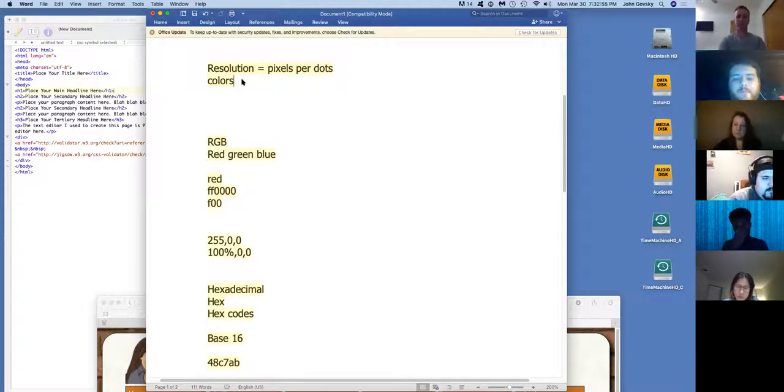The other thing is colors. And colors is what we call bit depth. And again, going back to the math, the bit depth of an image that is an 8-bit image, you have 256 possible colors, right? So it's really about the number of colors. So resolution is about the number of pixels. I'm sorry, what did I say, per dot? Sorry. Let me backtrack. I had that wrong. I didn't mean to type pixels per dots. The number of pixels is what we're talking about. And bit depth is the number of colors, okay?